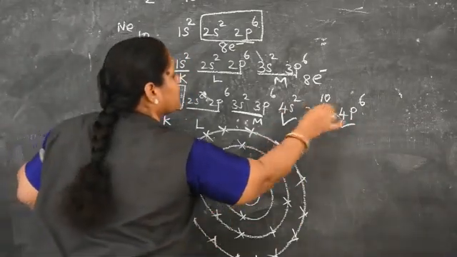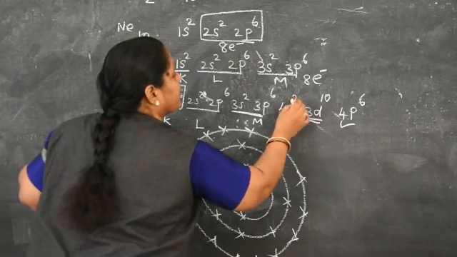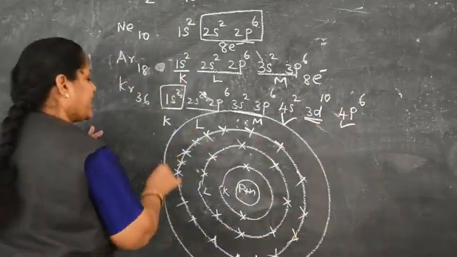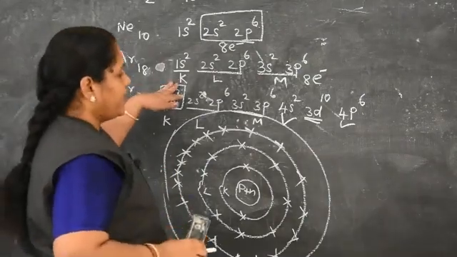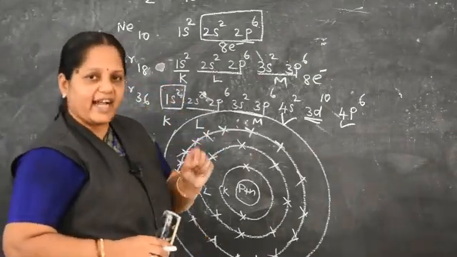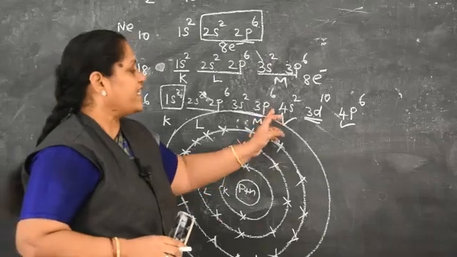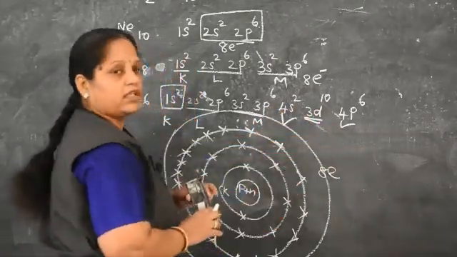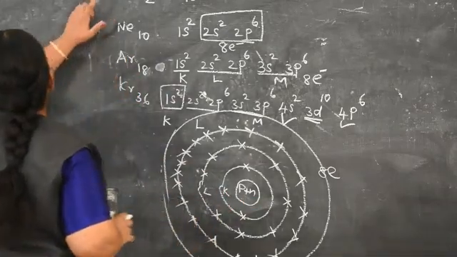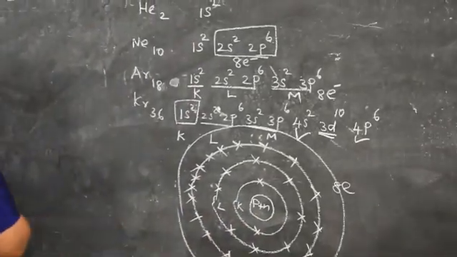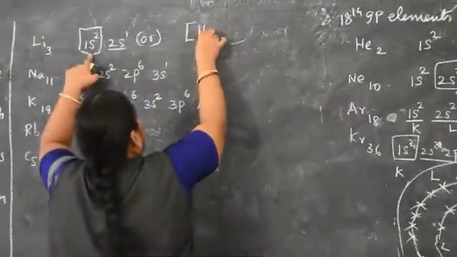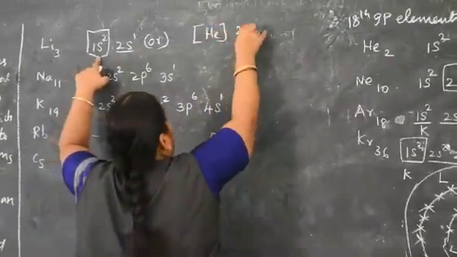So in the last cell, totally how many electrons are there? 8 electrons are there. So except helium, all other elements contain 8 electrons in the outermost cell. How many electrons? 8 electrons. So instead of that, you write 1s, you can write the electronic configuration as helium and 2s1.